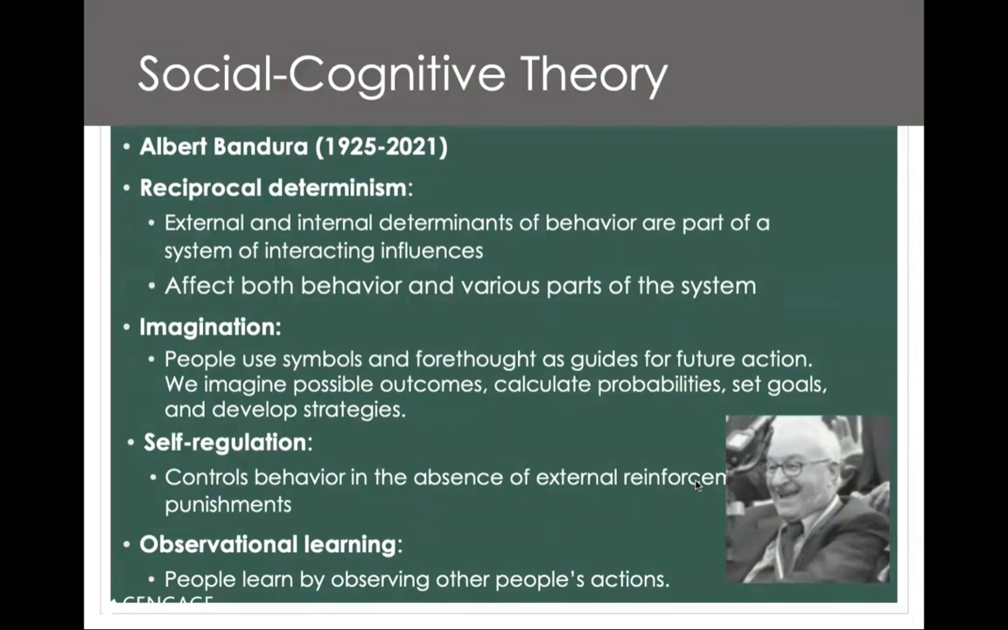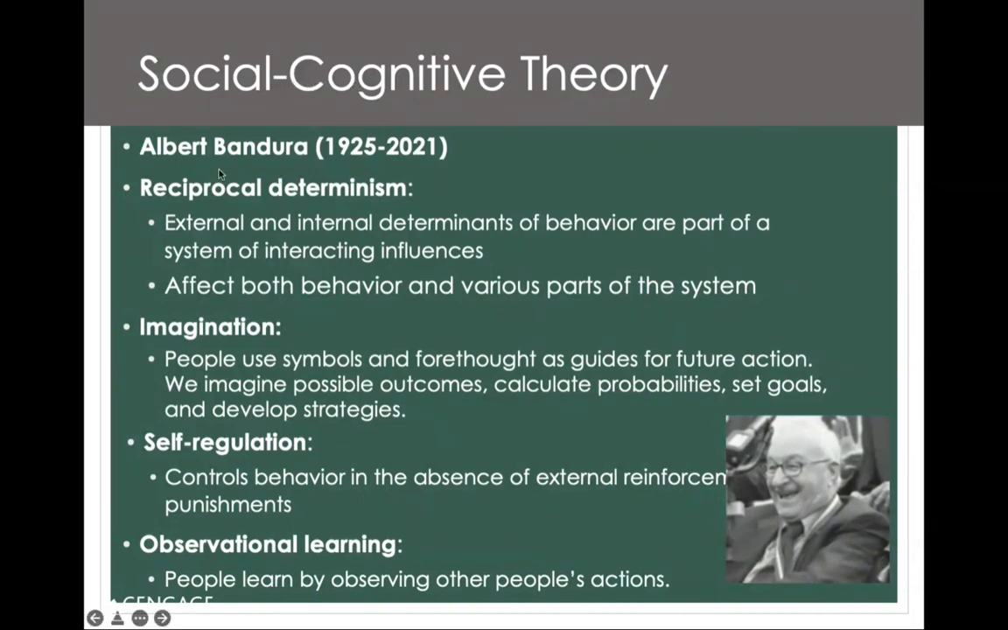Bandura identified several features unique to humans that must be considered to fully understand personality. Four main ones were proposed. The first was reciprocal determinism, when external and internal determinants of behavior are part of a system of interacting influences. We spoke about the environment, and we spoke about the psyche. Now he says it's actually a reciprocal determinism. There is an interplay between your external and internal environments, with a reciprocal quality that impacts how a person behaves. So this affects both behavior and various parts of the system.